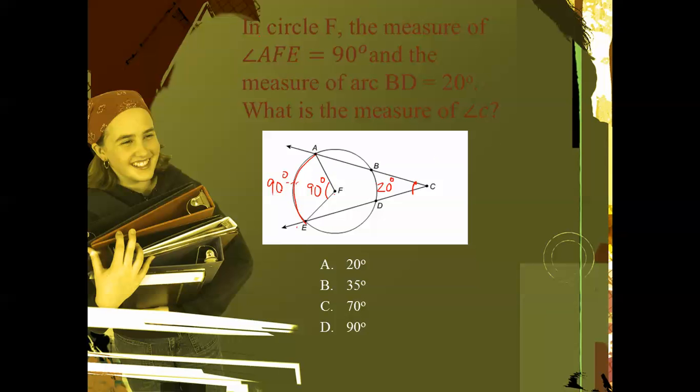All right, so now all we have to do is take 90 minus 20 and divide by 2. 90 minus 20 is 70. And if you divide 70 by 2, you get 35 degrees. So B should have been your answer.